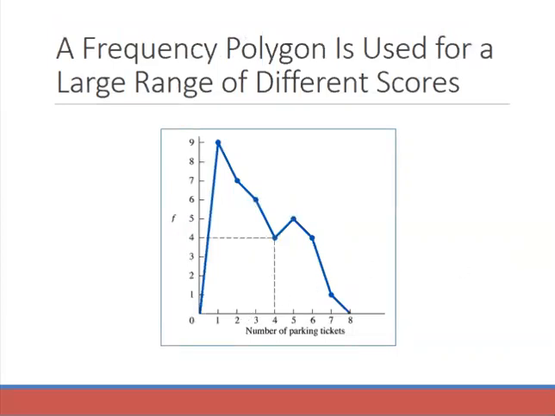A frequency polygon is used when there's a large range of different scores. We still have to label our axes, right? So this is the possible scores. We've got a dot centered over the number that corresponds to the frequency. We always start with 0. We've got 9 people who had 1, 7 people who had 2, and we use a line to connect them.